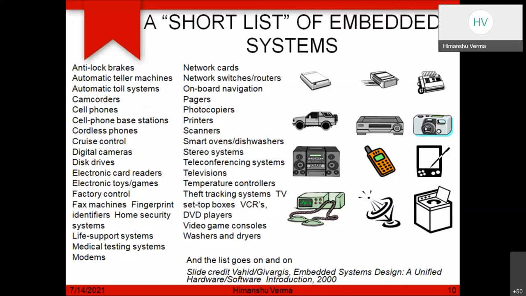We can say factory control, fax machines, fingerprint identifiers for home security systems, life support systems for hospitals. Modems, network cards, pagers, photocopier machines, scanners, microwave ovens, dishwashers, stereo systems, televisions, set-top boxes, DVD players. So a huge number of products are available in the form of embedded systems. We can say that 50% of our appliances at home are in the form of embedded systems.